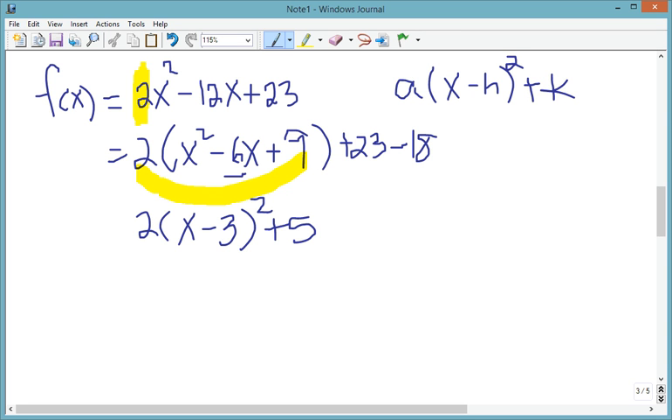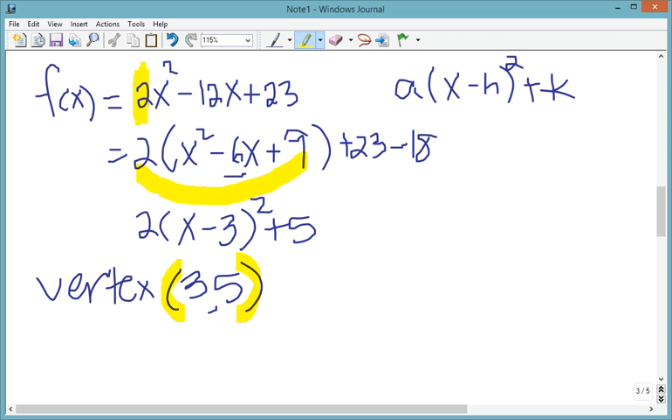Alright, so in this one, the vertex is 3, 5. So I want you to notice that I'm writing the vertex as an ordered pair. That means it has the parentheses, and it has the x first, and then a comma, and then the y. That's what I mean when I say write something as an ordered pair. Okay, so this is in standard or vertex form, and this is the ordered pair that is the vertex.